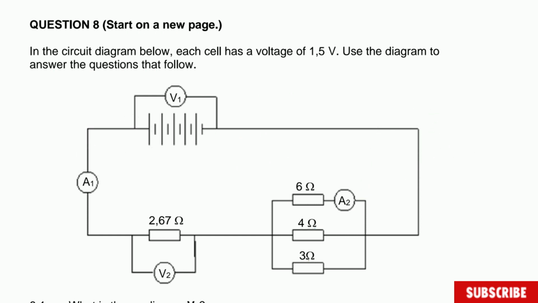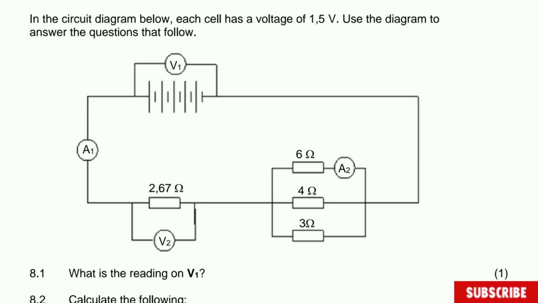This question is an electric circuit and is very much applicable for grade 11 as well as grade 12. In the question it says, in the circuit diagram below, each cell has a voltage of 1,5 volt. Okay, that one is in terms of the battery. Each cell will have 1,5 volt. Use the diagram to answer the questions that follow.